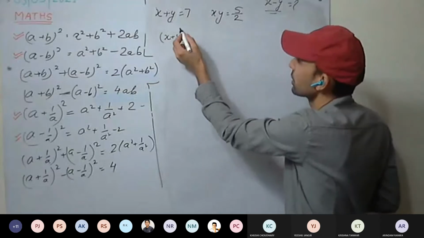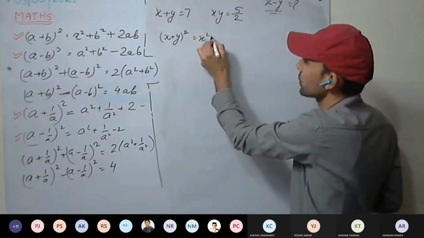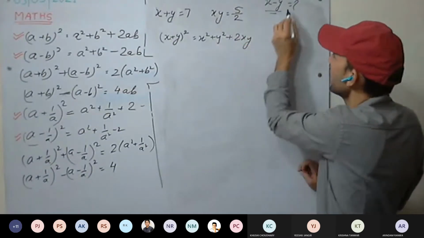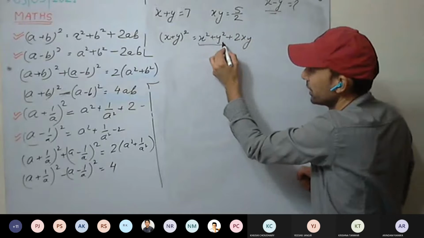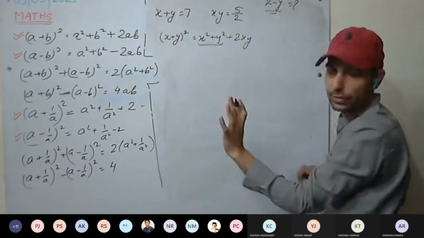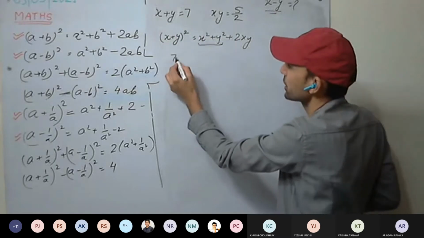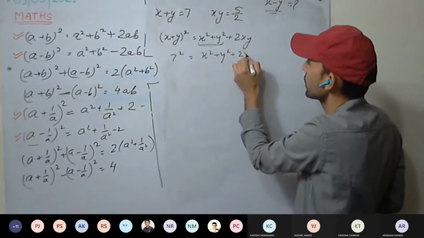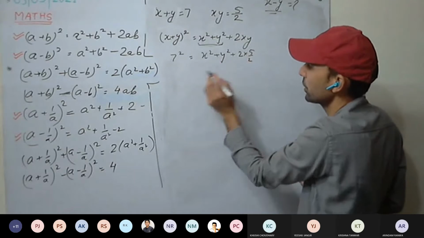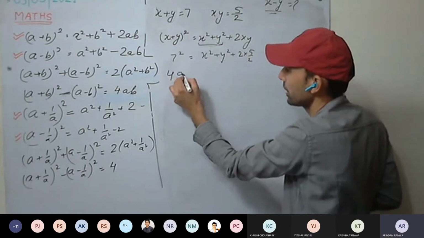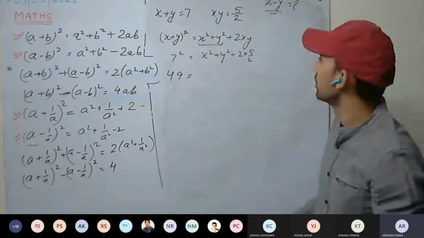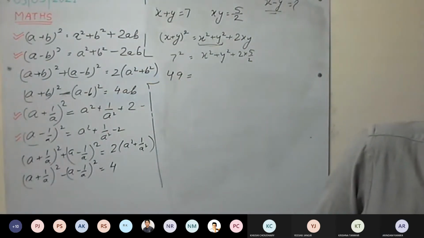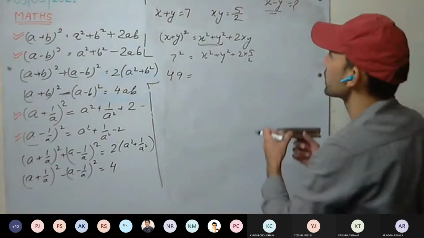If you know it, (x plus y) square equal to how much? X square plus y square plus 2xy. Okay. And for x minus y, we require its value. So we used this one. So it is 7 square equal to how much? 2 into 5 by 2. 2 get cancelled, 5 we are getting. Sir, x plus y is 7 upon 2. It is 7 upon 2. Okay, 7 upon 2 it is.